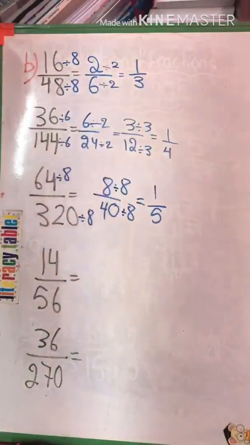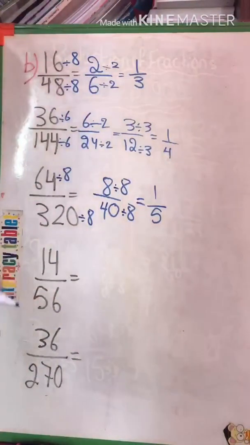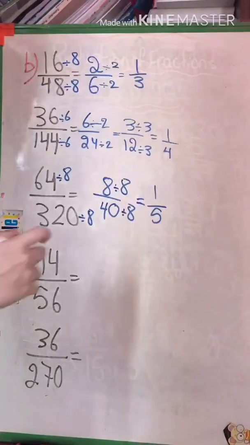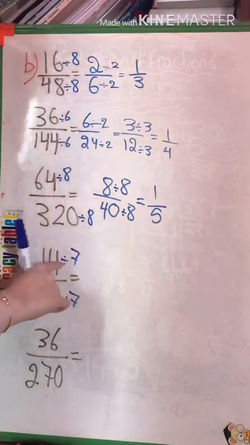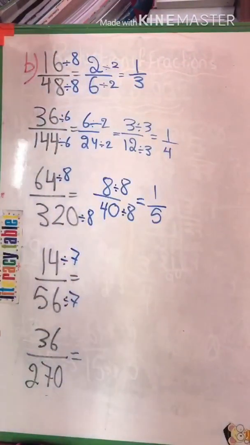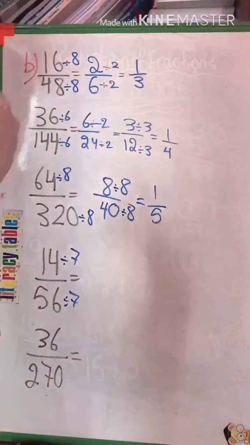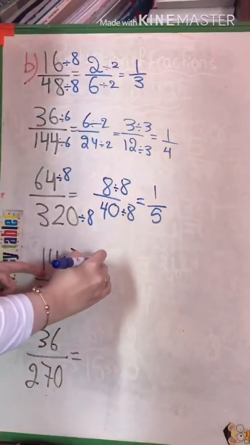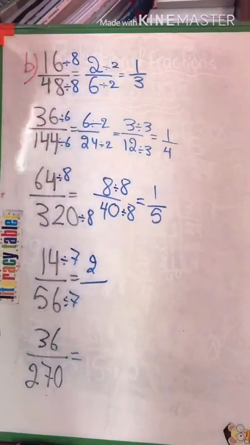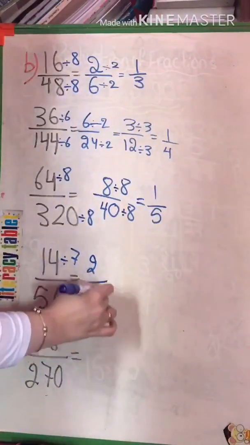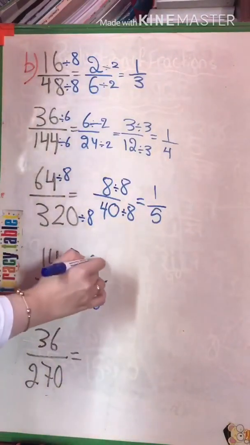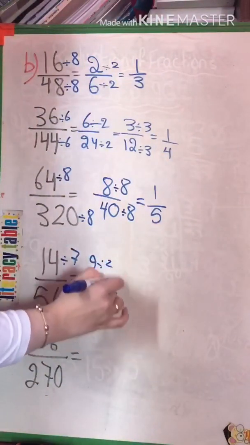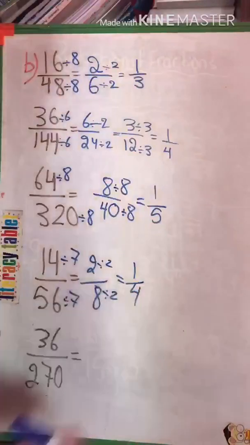It's an irreducible fraction. This one, 14 over 56. 14 and 56, they are multiples of 7. So they are divisible by 7. If you forgot 7, you can divide by 2 because they are even numbers. But it's easier to divide by 7 to give me 2 over 8. But it is still a reducible fraction. Divide by 2 to give me 1 over 4.